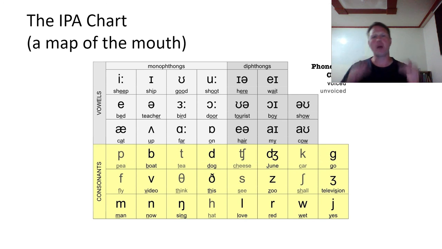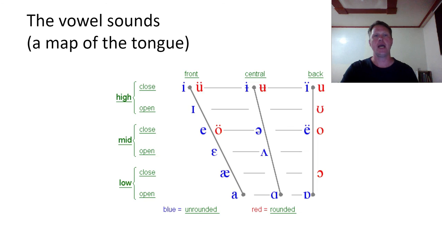And then the bottom row is kind of a hodgepodge of sounds. So we have the first three are nasal sounds, and then h is glottal, and then l is alveolar and lateral, and then r, w, and y are in the back of the mouth. Okay, and then here's another look at the monophthong sounds. This is a map of the tongue. So you see the front, central, and back positions, and the tongue position in relation to the palate, high, mid, or low.